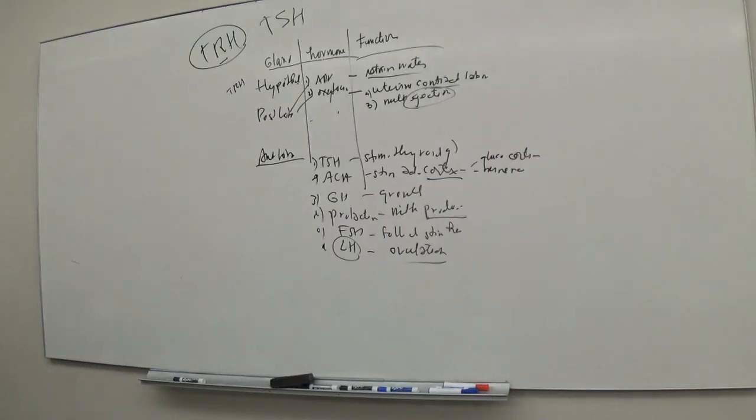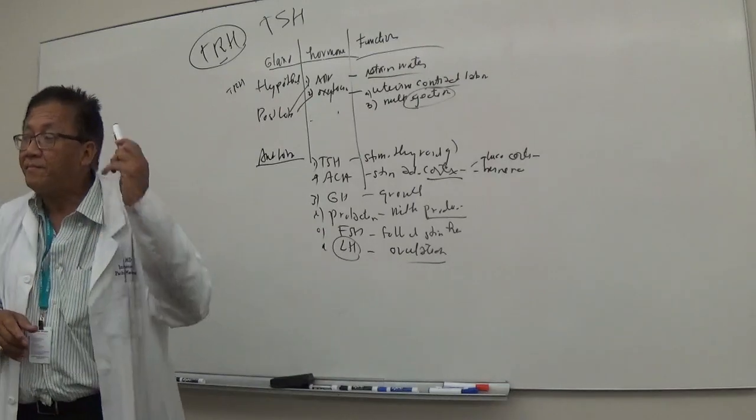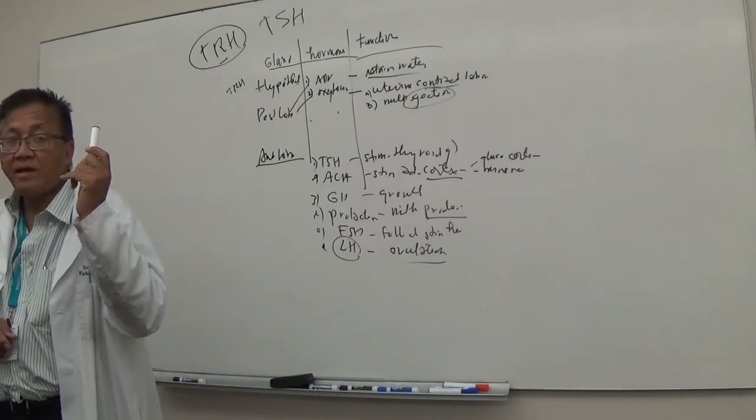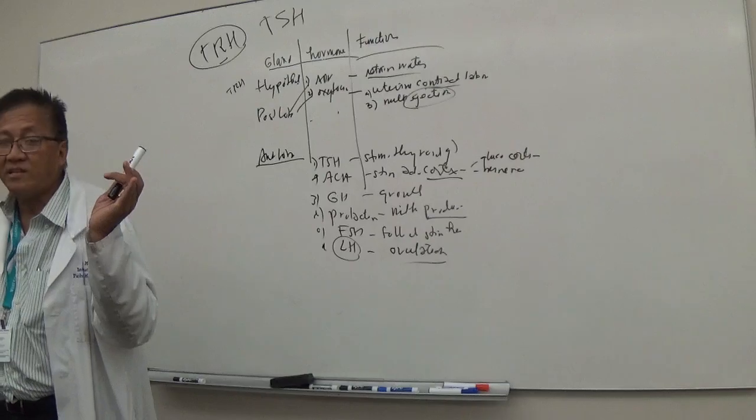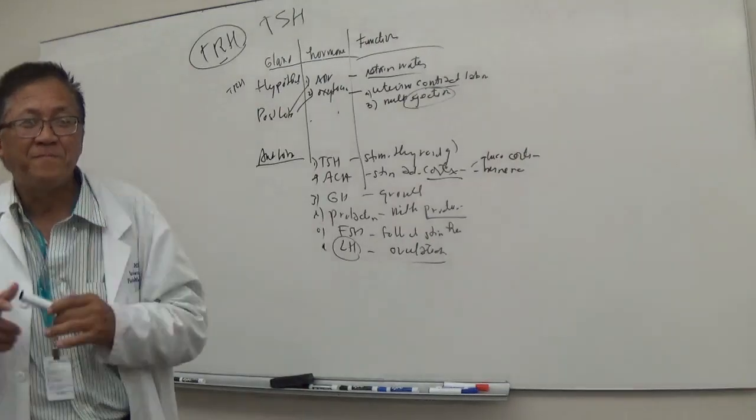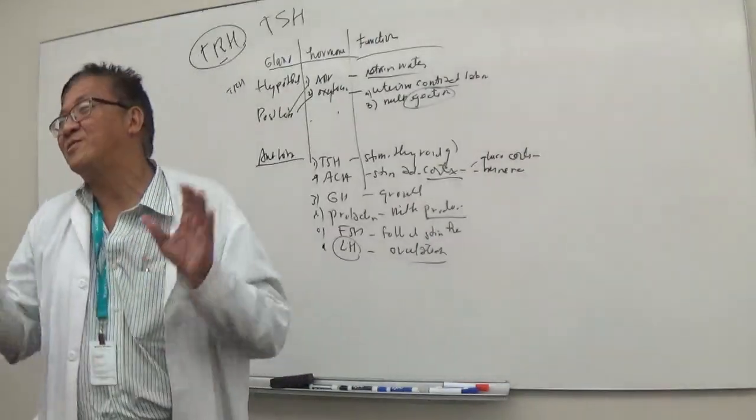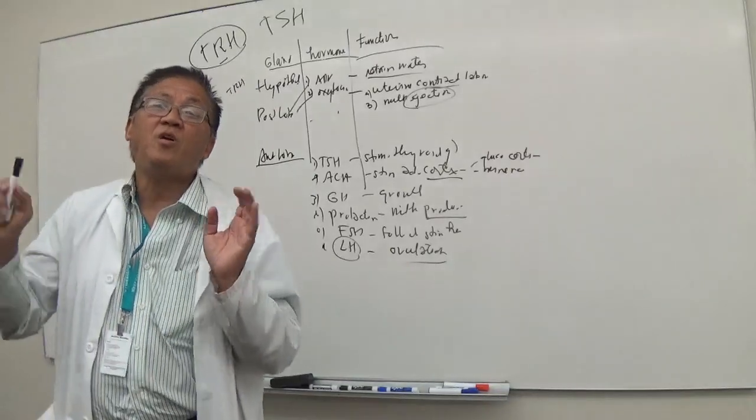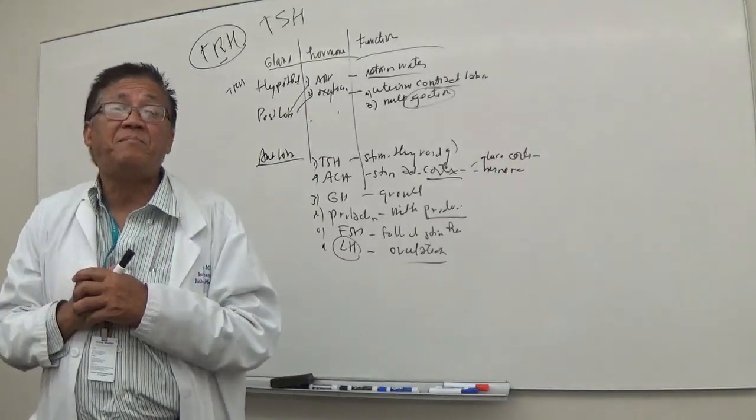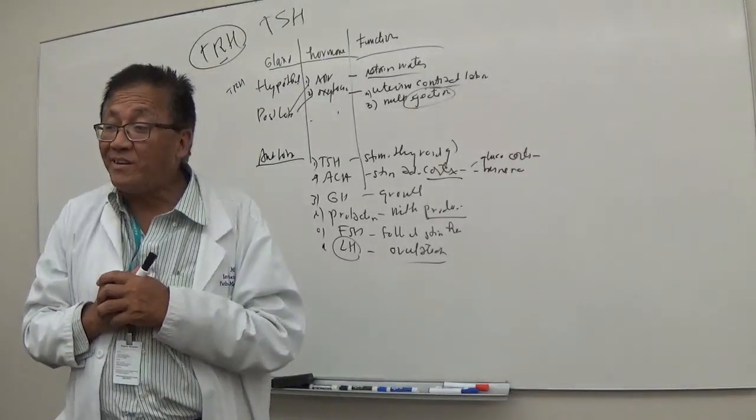Now, somebody said, Dr. Gam, how do I know my wife is ovulating? Very simple. You always carry with you a thermometer. A thermometer will tell if there is a rise in the basal body temperature of a woman by 1 degree Celsius.